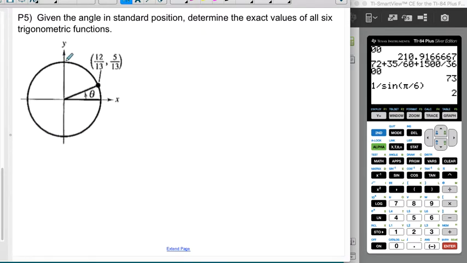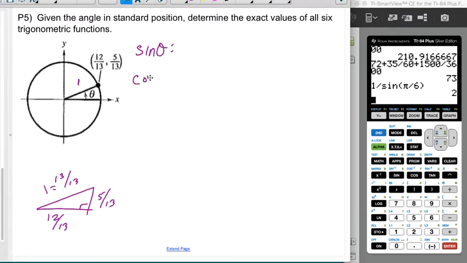So to go to the next one, again, same situation. 5/13 and 12/13. This would be 13/13, right? Because it's a 5, 12, 13 right triangle. So yet again, this radius is 1, and that's relevant because that's the only reason we don't have to pay attention to the hypotenuse. So again, the sine, the cosine, and the tangent. And then I'm going to flip the 3 of those to find the cosecant, the secant, and the cotangent.